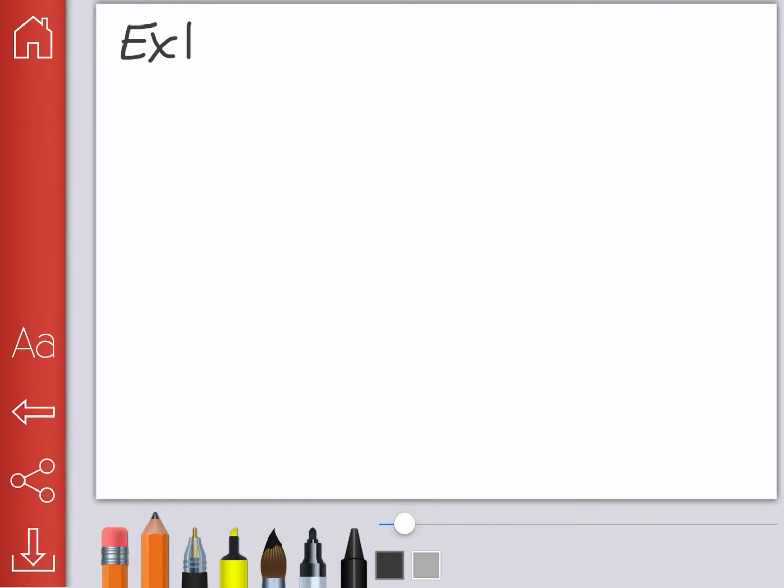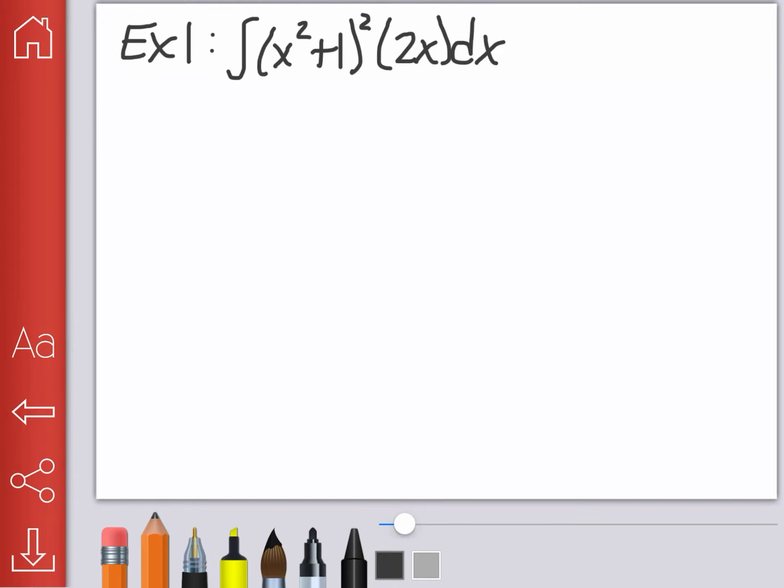Okay, so we're going to start with example 1, which is the integral. We're doing indefinite integrals for right now of (x squared plus 1) squared times 2x dx. Now, before substitution, or integration by substitution, we would have had to multiply this out and then distribute this to x. But because of this method, we are able to just integrate this right away.